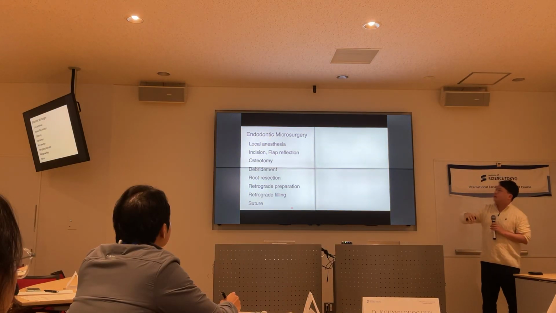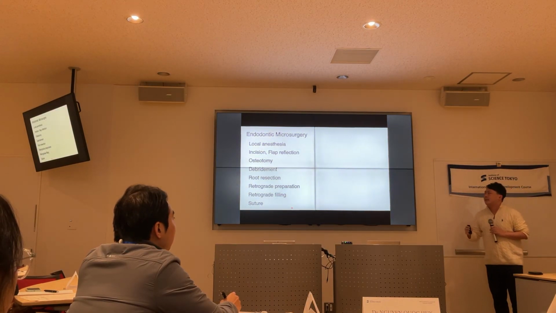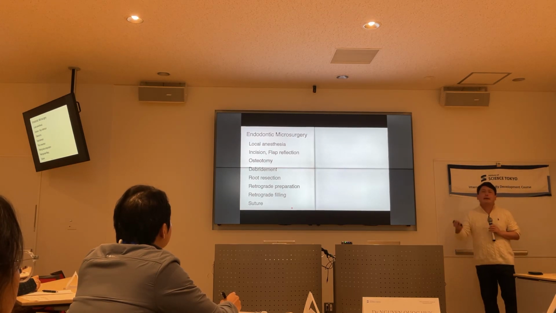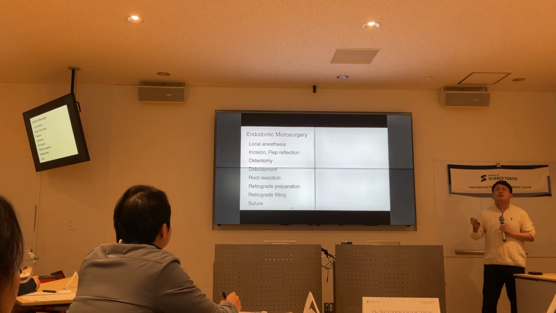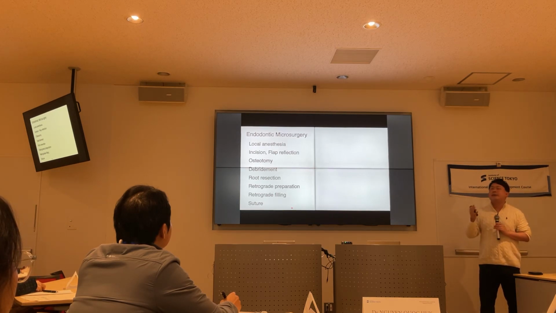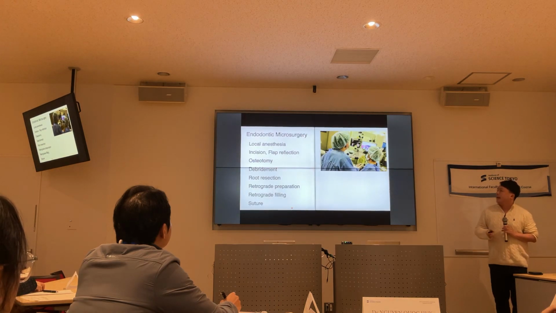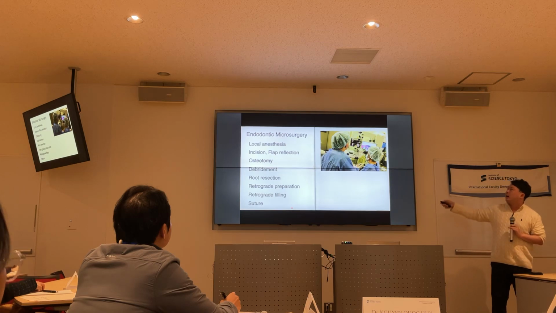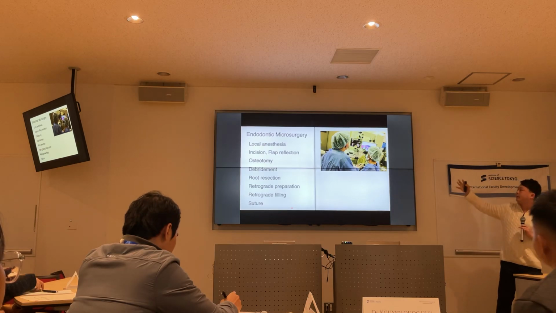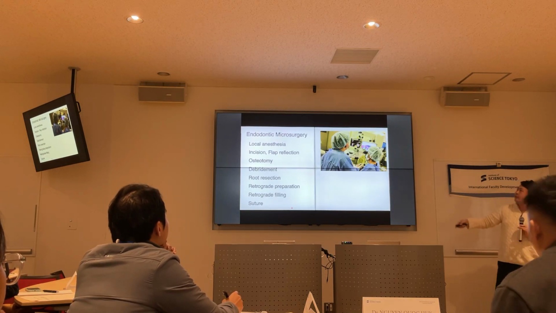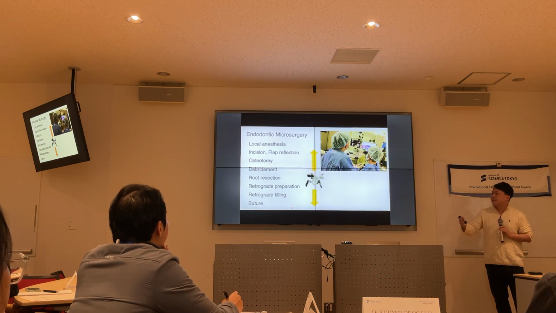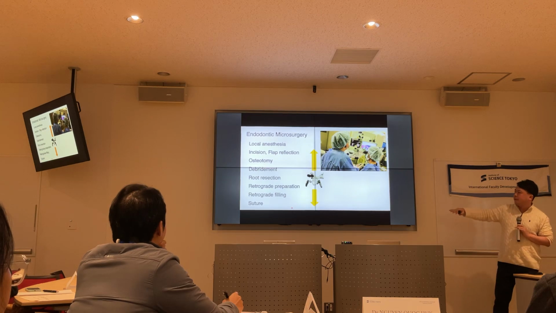This is a flowchart of endodontic microsurgery. At first, local anesthesia, incision and flap reflection, then osteotomy and debridement, root resection, and retrograde preparation, retrograde filling, and finally suture. In this hospital, we perform this microsurgery wearing clean wear, and the microscope is covered with a clean cover. The assistant is always looking at this monitor. From incision to suture, in the whole procedure we use the microscope.